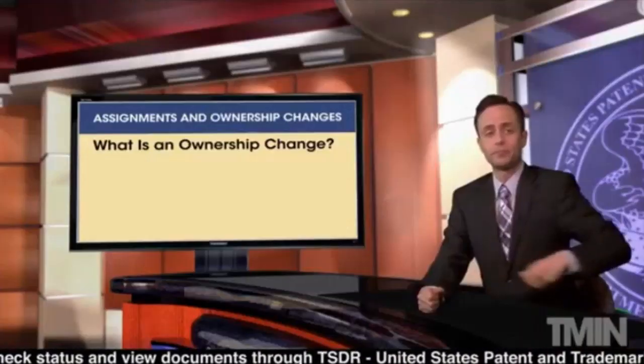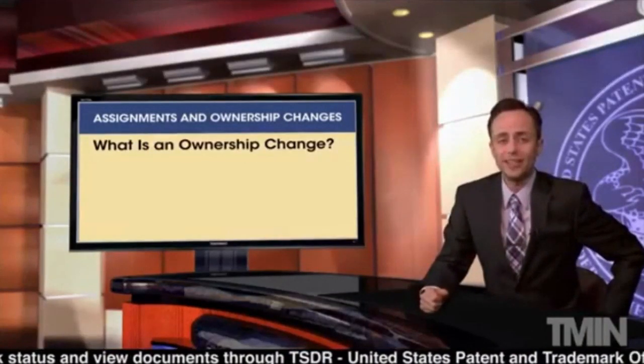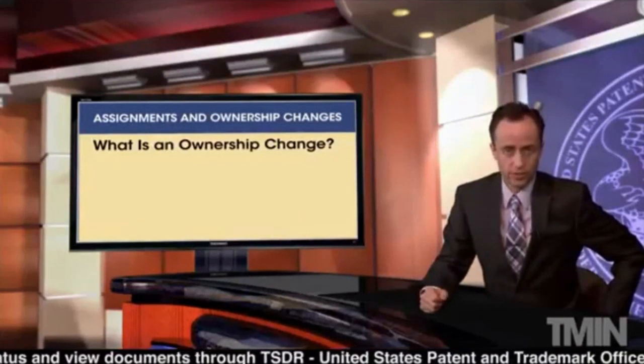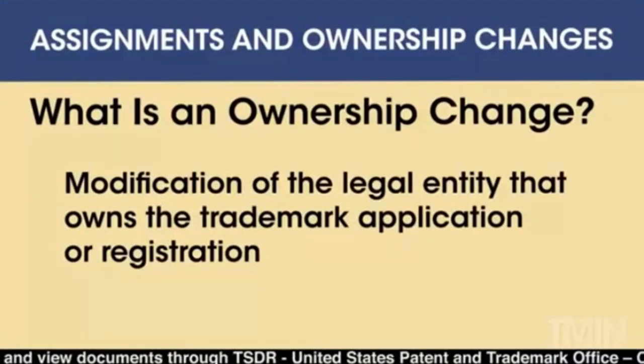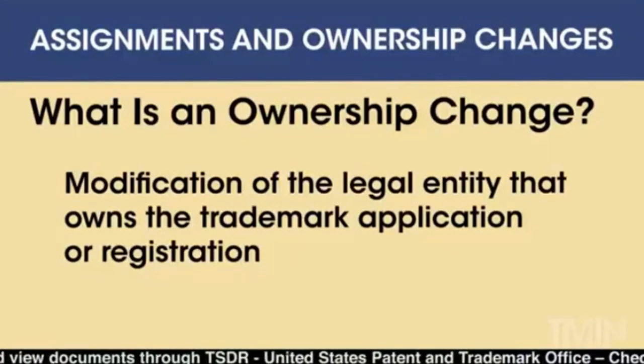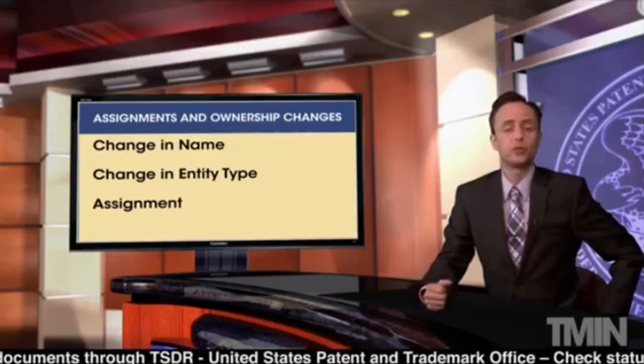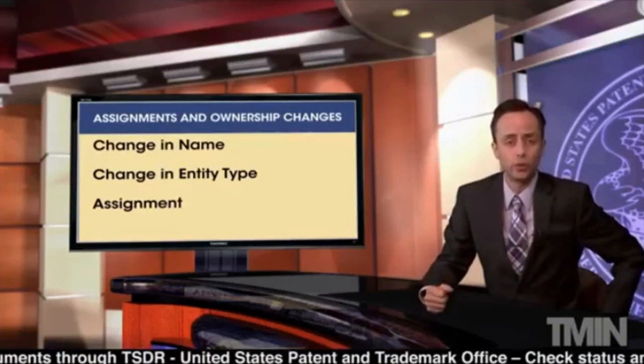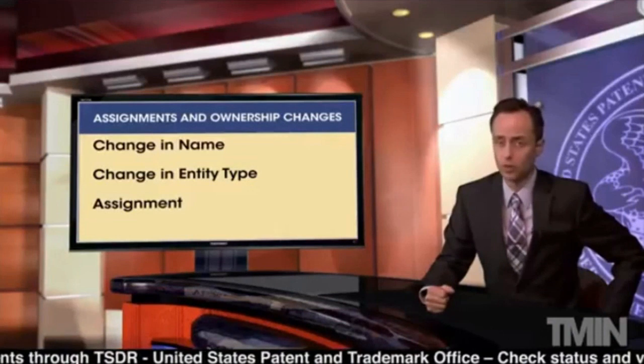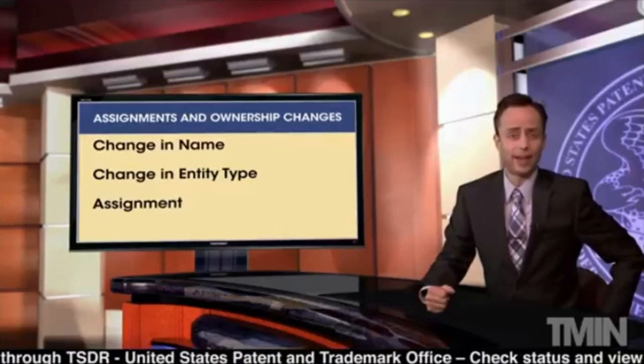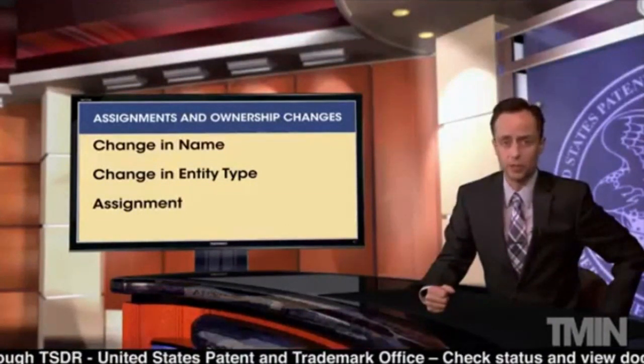We'll let you know what 3 of the most common types of changes are, how to record these changes with the USPTO, and why it's so important to keep your ownership information up to date. So, what exactly is an ownership change? Simply put, it involves any modification of the legal entity that owns the trademark application or registration. It might be a simple change, such as a change in the owner's name or entity type, or it might be a little more complex, like an assignment through the sale of an entire business.